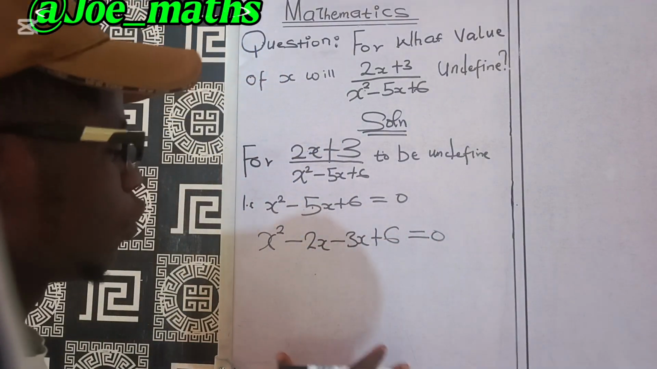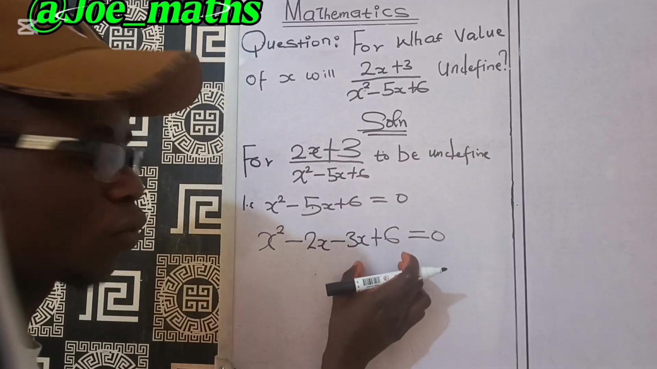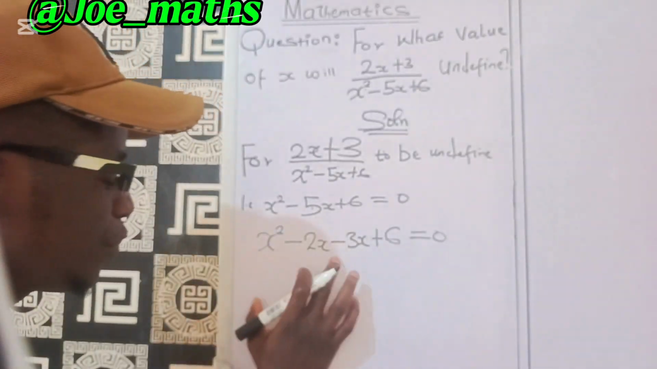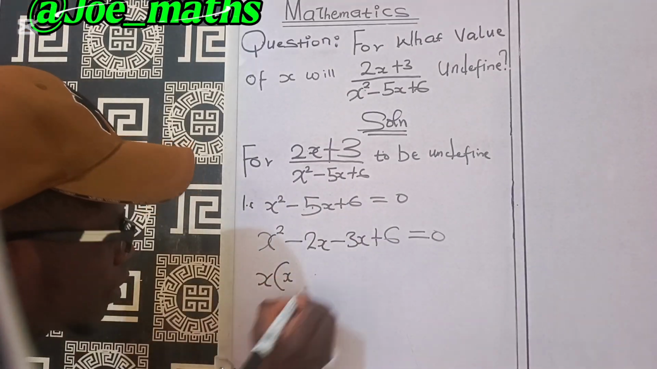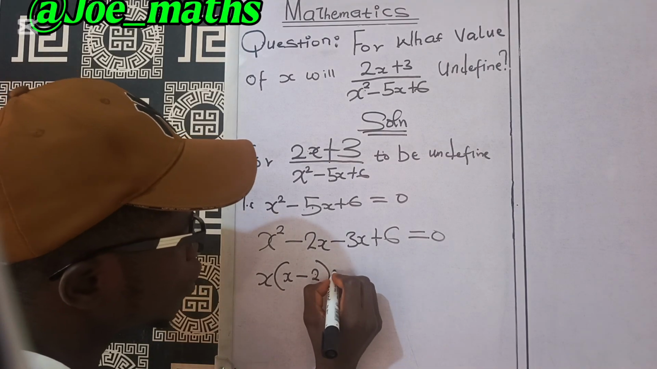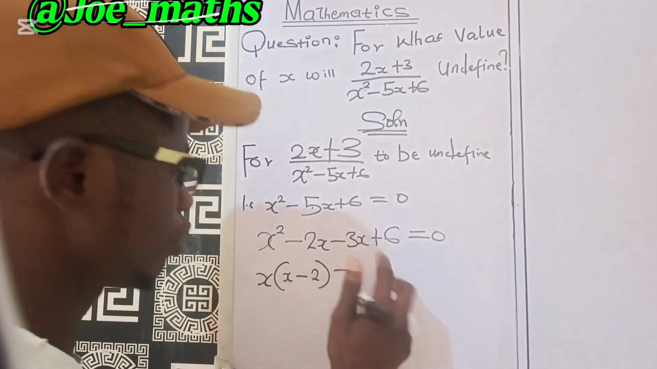At this point, what we need to do is to factorize. We pair these two together and factorize, then these two together and factorize out the common term. The common variable we have here is just x. Then we have x in the bracket, while the common term we have here is just 3.